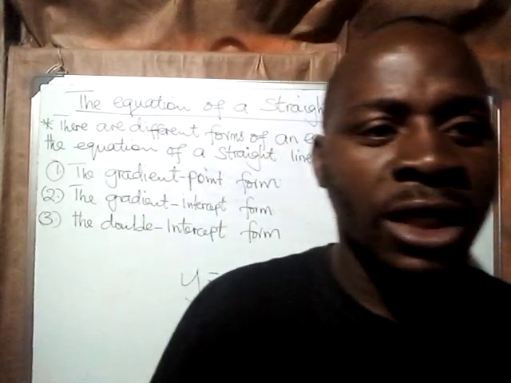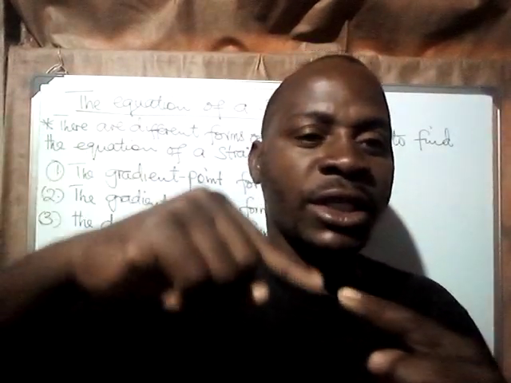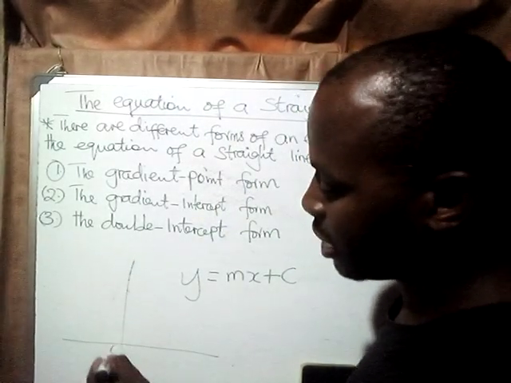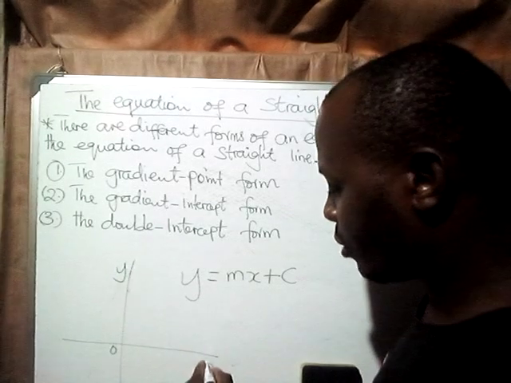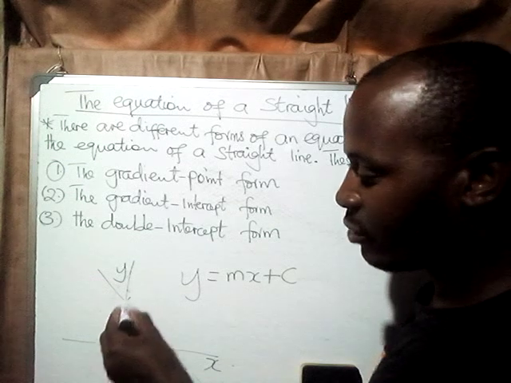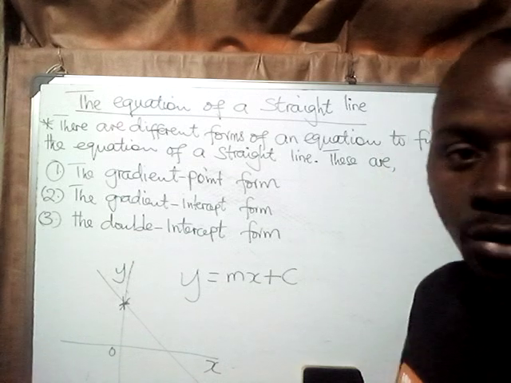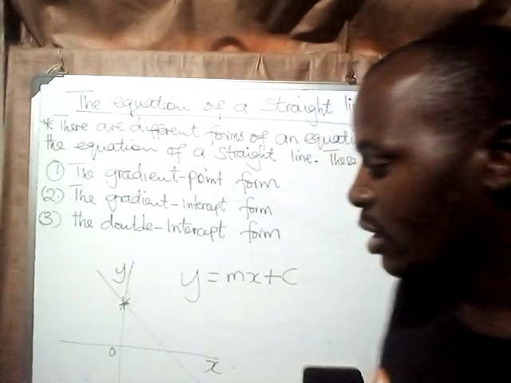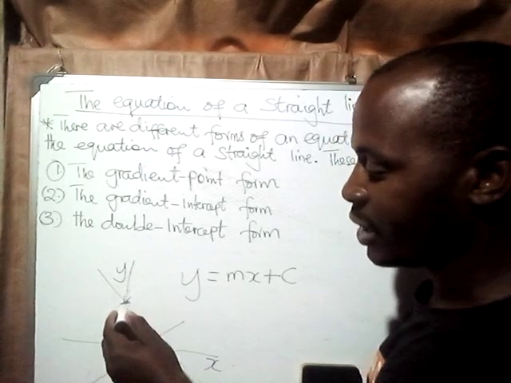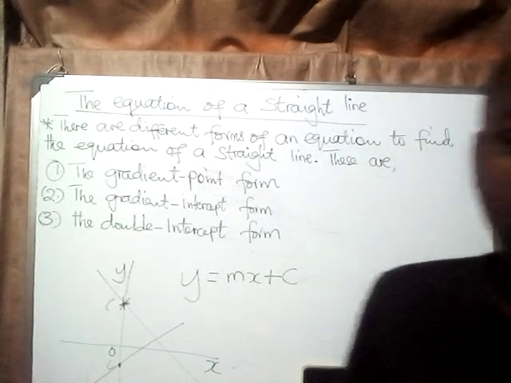When we talk about the y-intercept, we mean the point where the straight line crosses the y-axis. This is our Cartesian x-y plane. We have the y-axis and the x-axis. If a line passes like this, where it crosses the y-axis is known as the y-intercept. That's where we have the c. So that is what it means. Then m means the gradient.